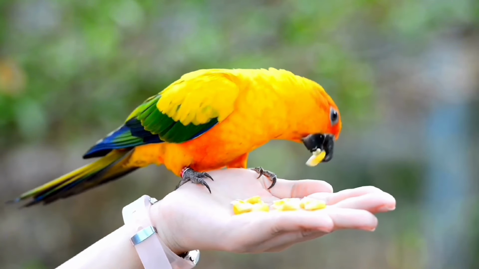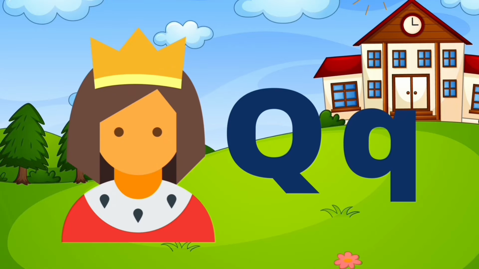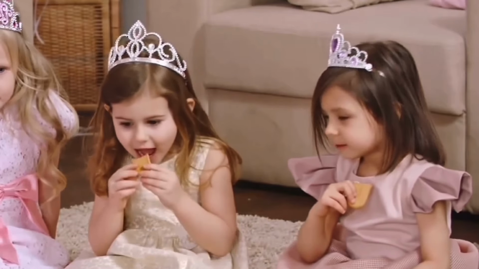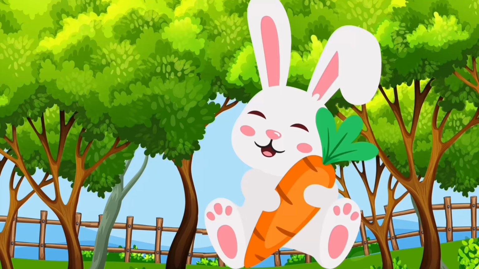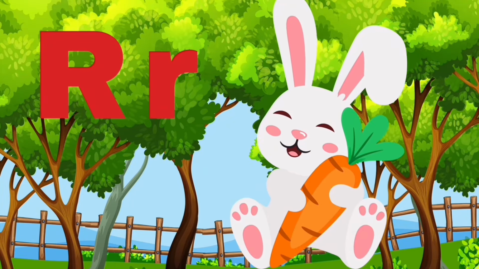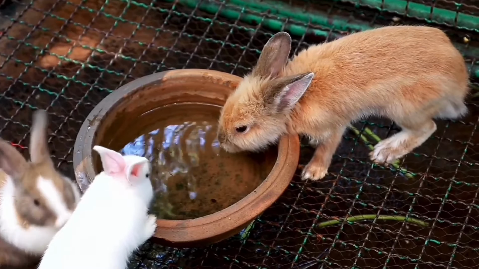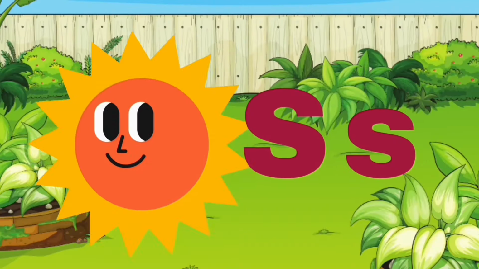P, parrot. Q is for queen, queen. Q, queen. R is for rabbit, rabbit. R, rabbit. S is for sun, sun. S, sun. T is for tree, tree.